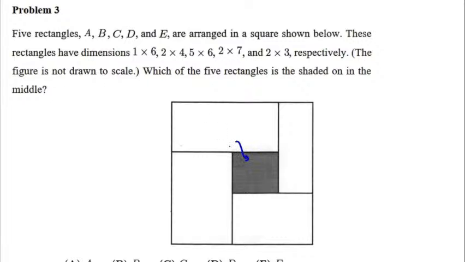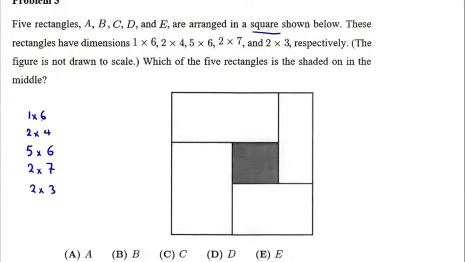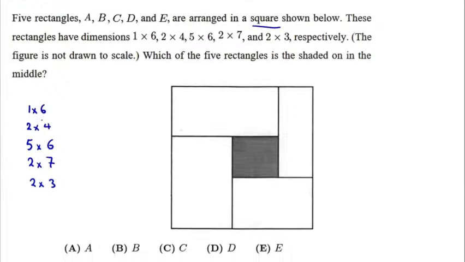So here, let me write all the sizes: 1 by 6, 2 by 4, 5 by 6, 2 by 7, and 2 by 3. And we know that all of them are in the square. So the general figure, the greatest figure, is a square. Now, in some problems like this, you should try to find an example that satisfies all these things. We should know this side should be equal to this side, and this. Okay, 1 by 6, let's consider it is 1, it is 6.